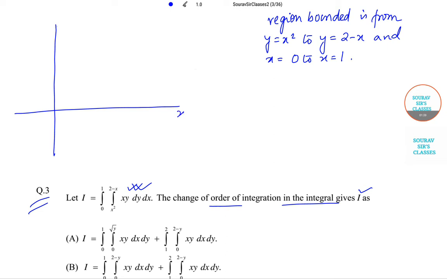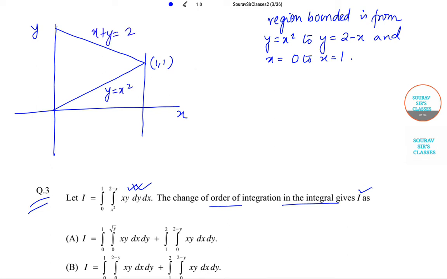So if this is x, and this is y, you have, so this is 1 comma 1, y is equal to x square, x plus y is equal to 2, x is equal to 0, x is equal to 1, this is the region. Okay, so this will be the diagrammatic representation.